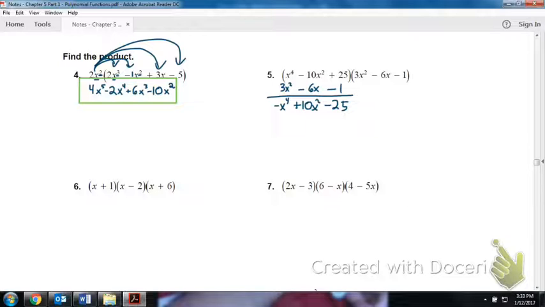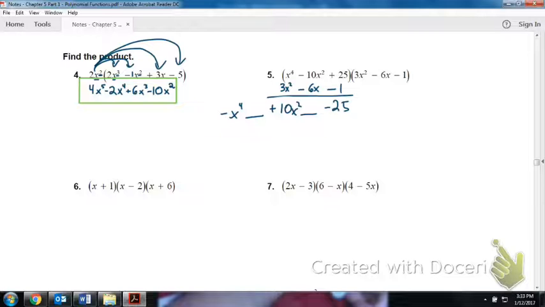Actually, I'm going to back up just a little bit. I'm going to leave a little room here. Sorry if I'm doing something funky. But we are still going to multiply those out. So negative 1 times 25 is negative 25. I'm going to leave a gap right here for the x. Negative 1 times negative 10x squared is a positive 10x squared. And then again, I'm going to leave a gap for x cubed. Negative 1 times x to the 4th would be negative x to the 4th. And you'll see why in a minute.